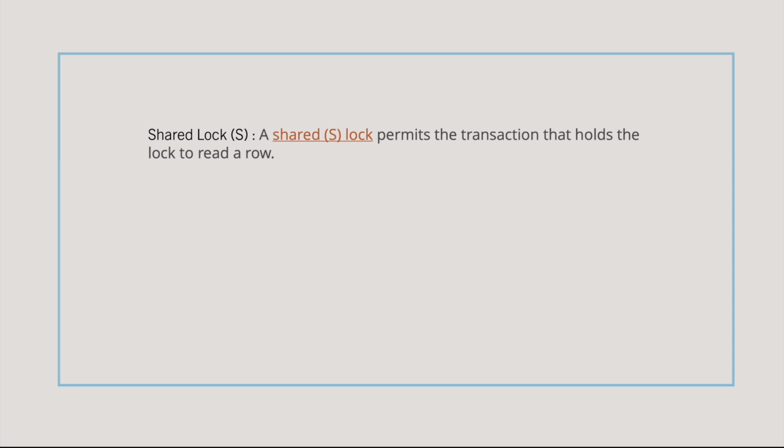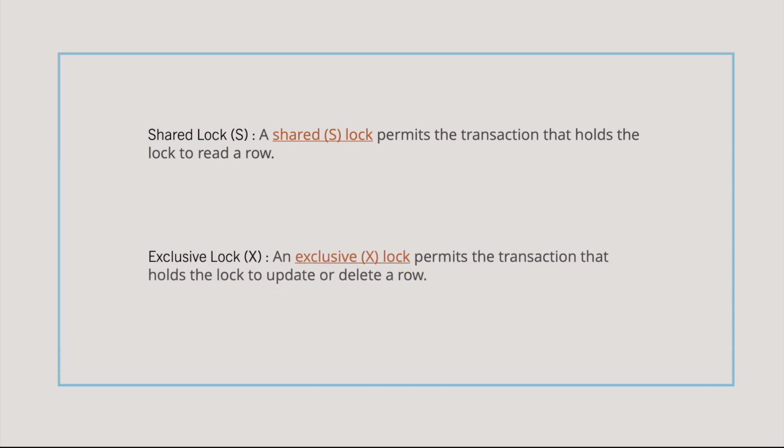Here is the difference. A shared lock enables the transaction to read a row. It allows other concurrent transactions to read the same row but not update or delete it. An exclusive lock enables the transaction to update or delete a row. No other concurrent transaction can read, update, or delete that row until the exclusive lock is released.